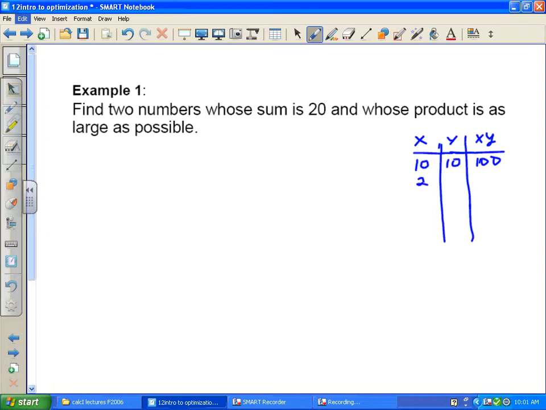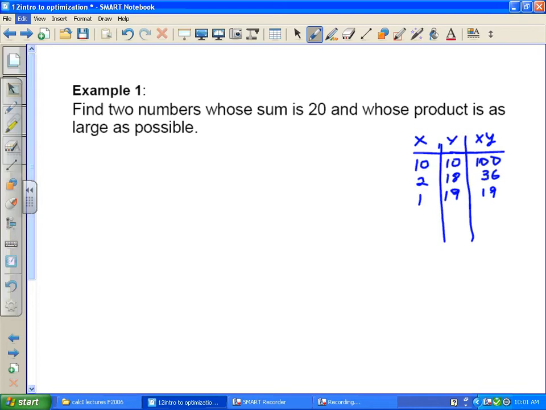Give me another possibility. 2 and 18. The product is 36, right? It's not as large as the previous one, right? We're trying to make the product as large as possible. 1 and 19. Still, the sum is 20, right? But the product is 19, not even close to the first one.